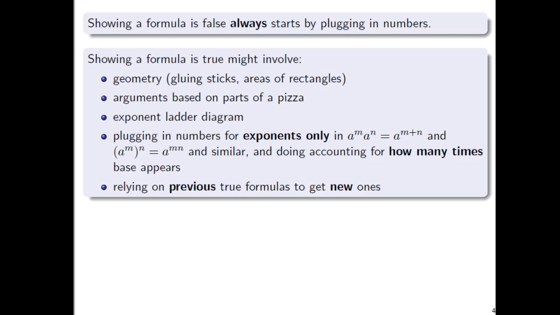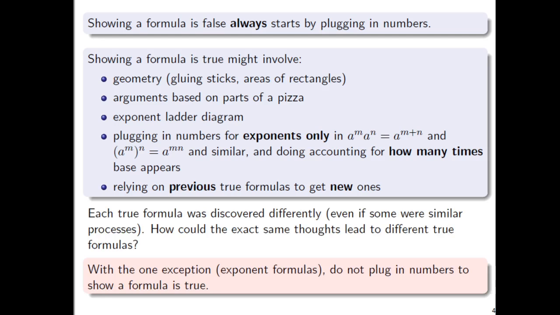For certain exponent formulas, you may plug in numbers for the exponents only, but not for the base. You're just accounting for how many times a base appears. And you might rely on previously true formulas in order to get new ones. We saw that very recently.